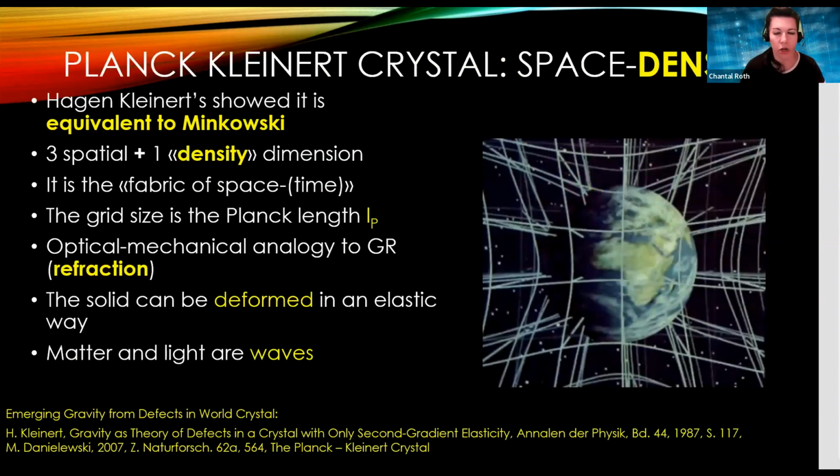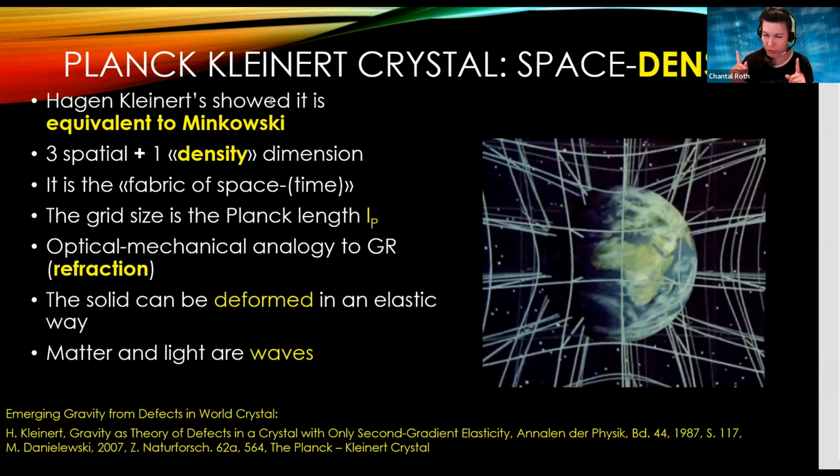Now, Marek has already talked about the Planck-Kleinert crystal a little bit. So basically, what Hagen Kleinert showed is he proved that the Planck-Kleinert crystal is equivalent to Minkowski spacetime. So here we have 3 spatial dimensions, just normal space, and of course time, but time is in this case not mixed in. But then we have density, right?